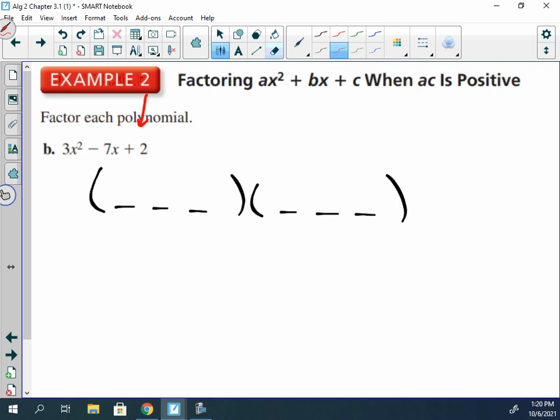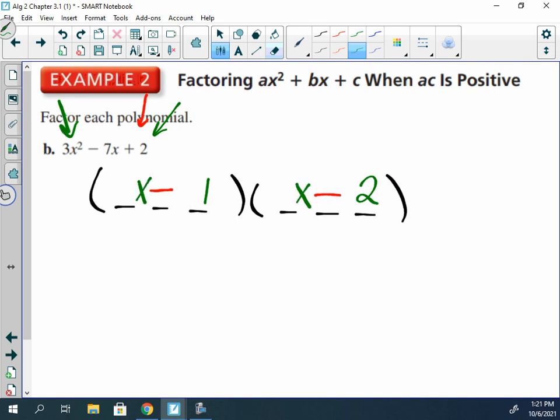As we look at the sign of the third term, and it is positive, so the signs are the same, and they match the sign of the middle term, which is negative. So that means both of these signs will be negative. Which brings us to step 4, to find the factors of the first and third term. Because for 2, we do have 1 and 2.